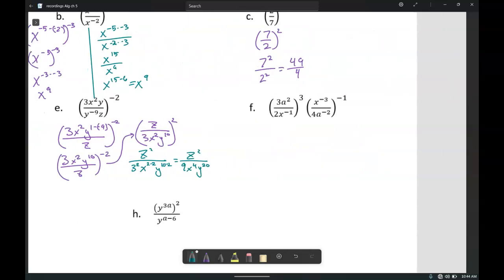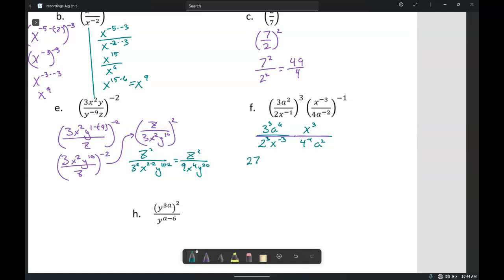We'll take care of each fraction before we move to the next. Here we've got a power rule. 3 to the 3rd, a to the 6th, 2 to the 3rd, x to the negative 3rd, times x to the 3rd, 4 to the negative 1st, a to the 2nd. We can now just treat this as one big fraction, since we're multiplying numerator times numerator, denominator times denominator.